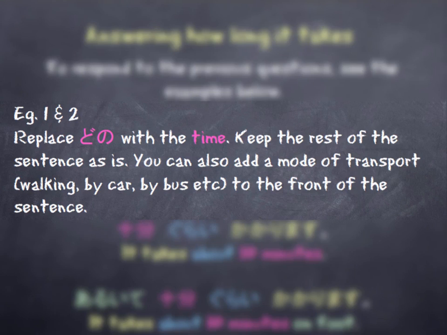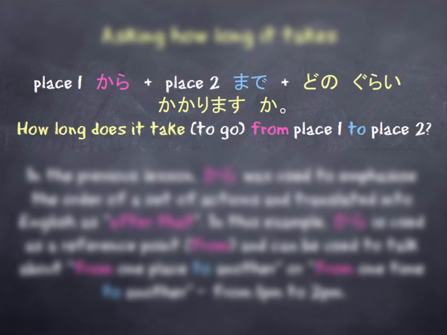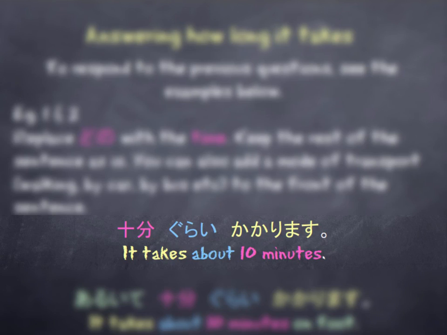For the first and second examples that we looked at earlier, we just replace the word dono with the time, and then you keep the rest of the sentence as is. So for example, how long does it take to go from place 1 to place 2? We want to respond that it takes about 10 minutes. So we simply say 10分ぐらいかかります. 10分 is 10 minutes. Gurai means about or approximately, and kakarimasu, it means to take, as in time or money.